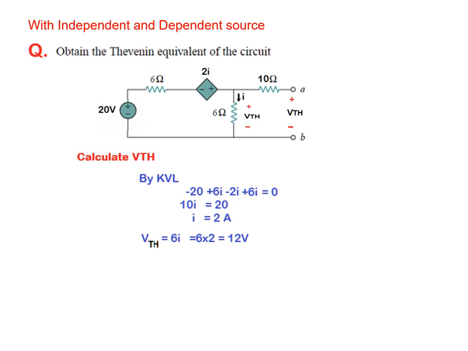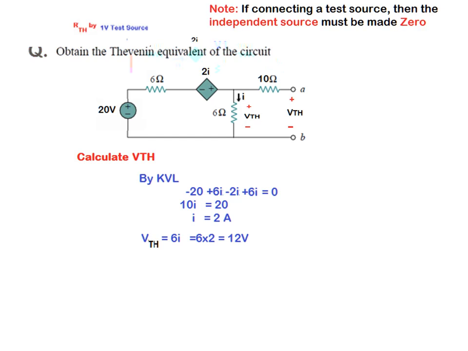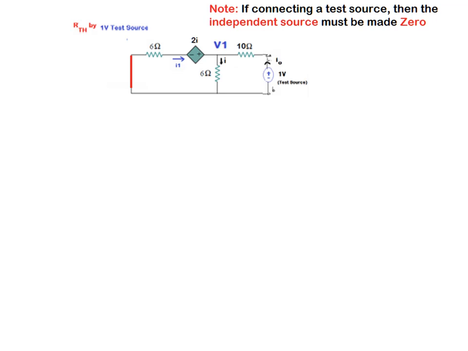So we found V Thevenin. Now we need to find R Thevenin. Now for R Thevenin, remember that if we have an independent source, we have to make that source 0. So there was a voltage source here. We are now making that source 0 and connecting either a voltage source of 1 volt or a current source of 1 ampere, or we can also do it by short circuit, but in that case we have to keep the source there. So let's do this example by connecting a 1 volt test source.